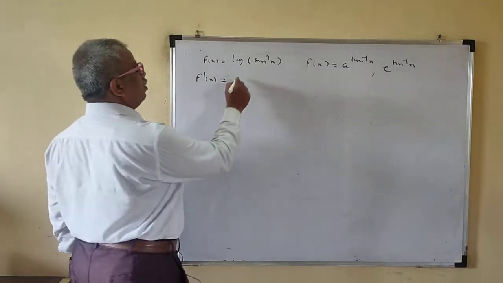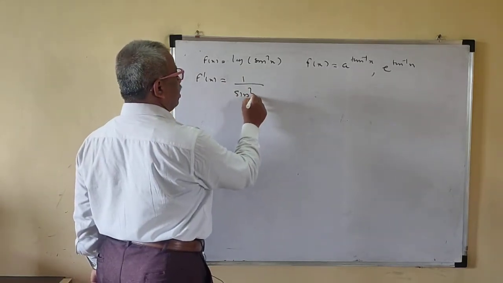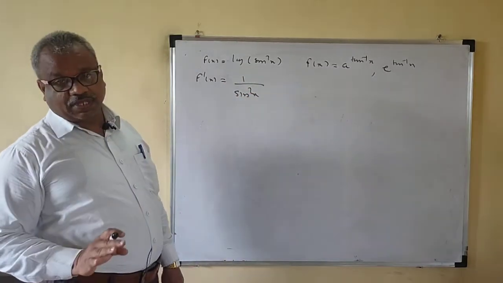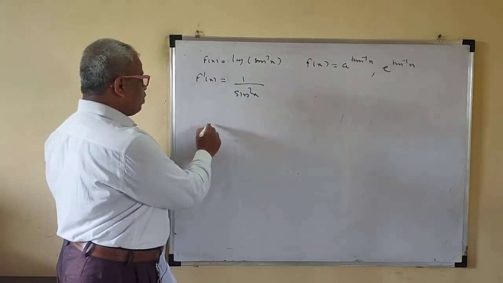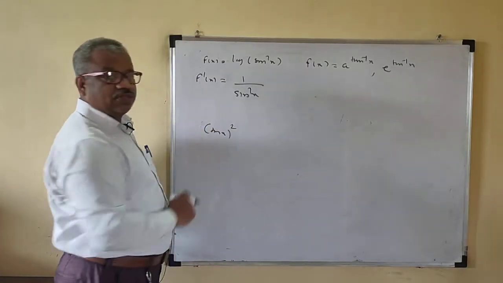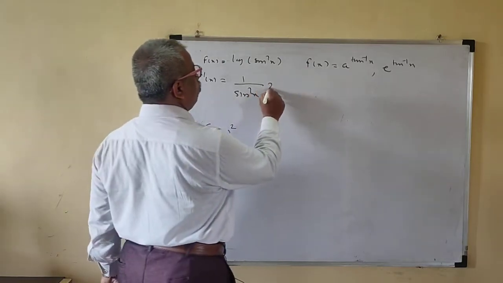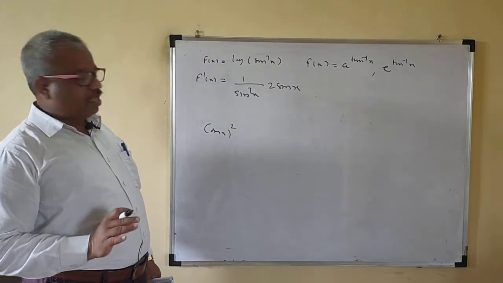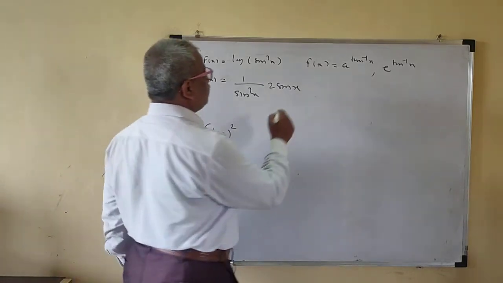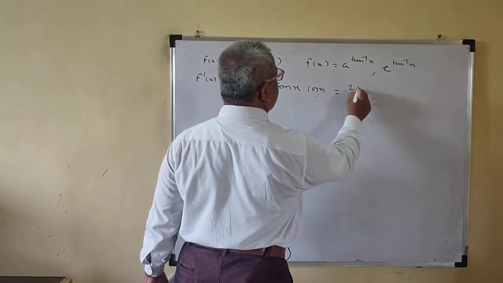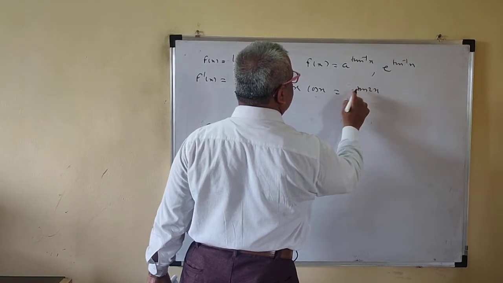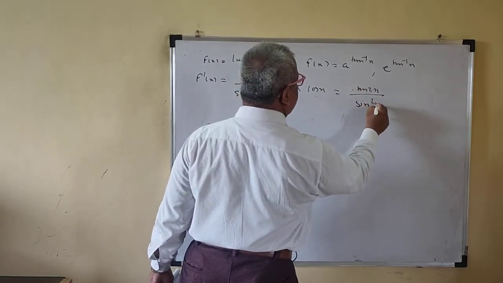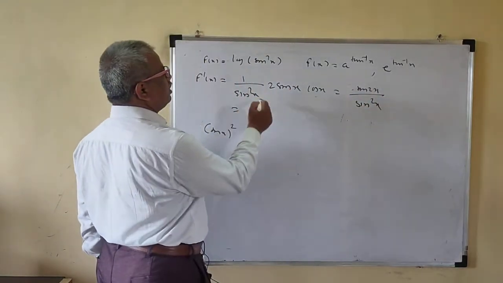So 1 upon sine square x into the derivative of something. Sine square x means sine of x bracket square. First we have to pull the power down, reduce the power by 1, and multiply by the derivative of the bracket. The derivative of sine x is cos x. So this is the same as 2 sine x cos x upon sine square x.